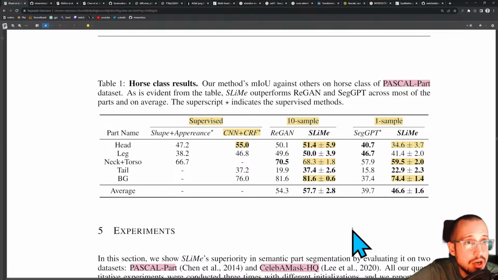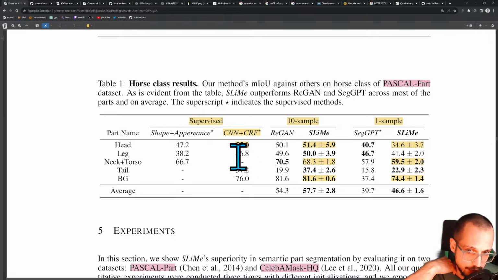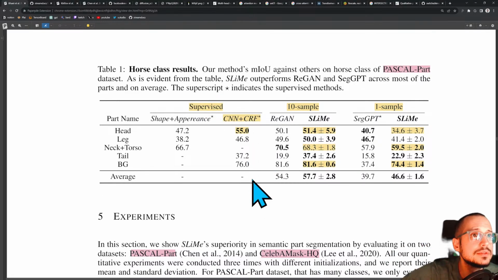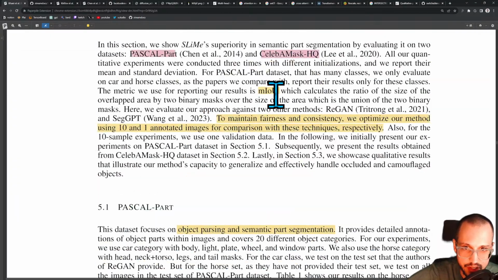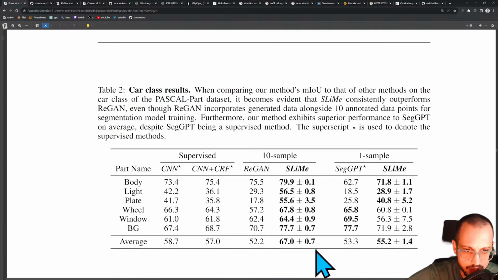Christopher H. dropping some knowledge on us. Apparently, CRF means conditional random field. So they're applying that on top of the ConvNet in order to get a baseline for a supervised learning approach here, which actually performs quite well. Okay, let's keep going. So this is the horse class. Now we're going into the car class.